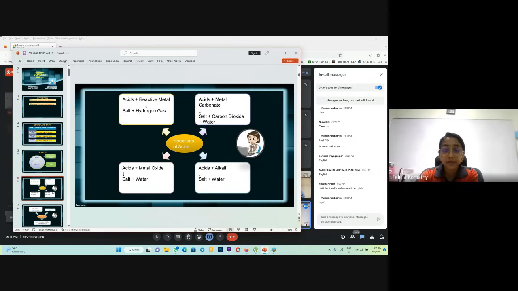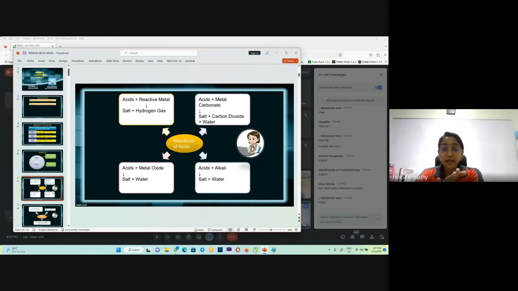Okay, next you have to know about acid reactions. Acid reactions are very important. This is the basic chemical reaction, students, you must know. If you don't know the basic chemical reactions, you will have difficulties writing equations. So, pastikan anda tahu tindak balas asid. Tindak balas asid ada 4.